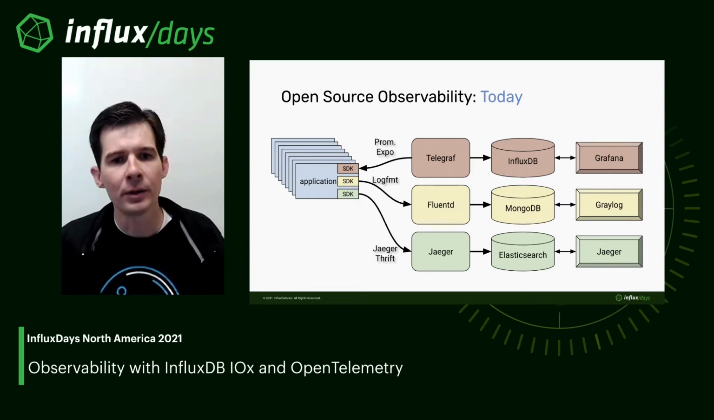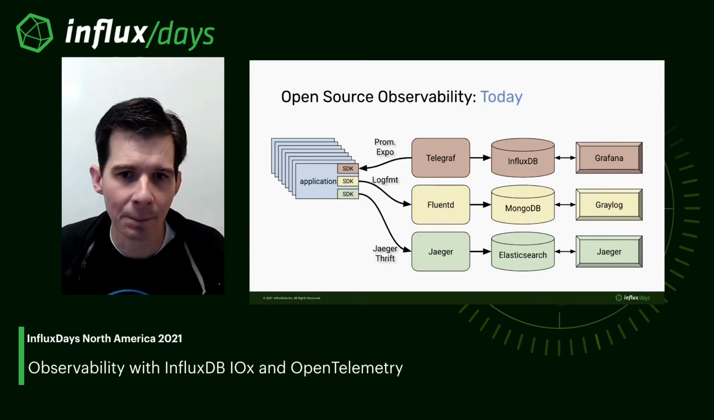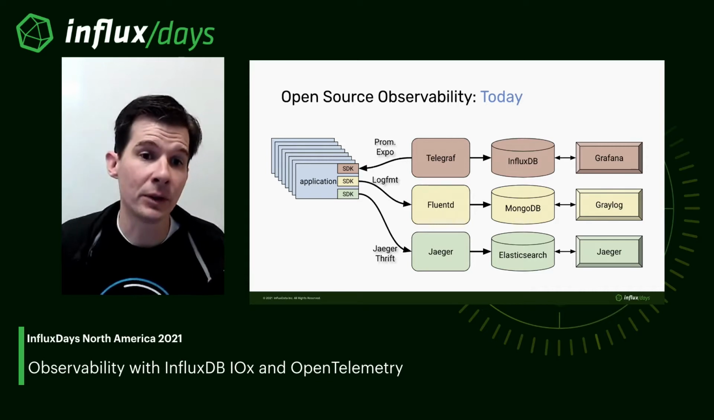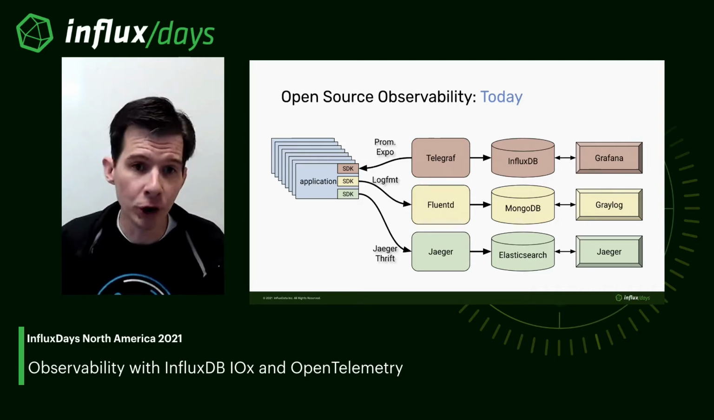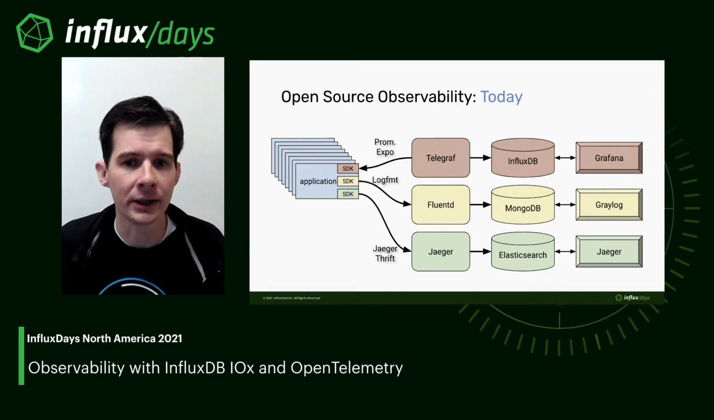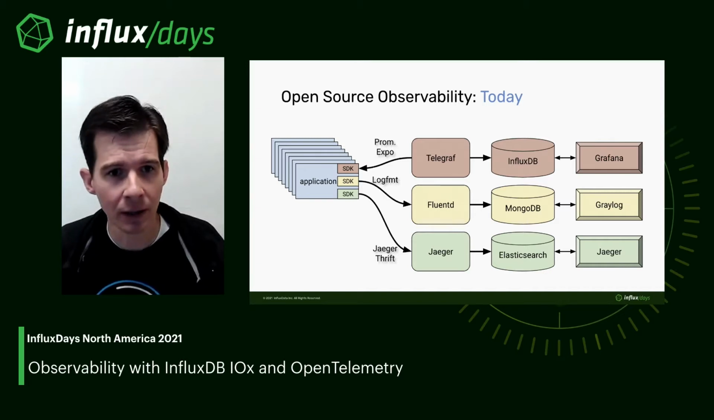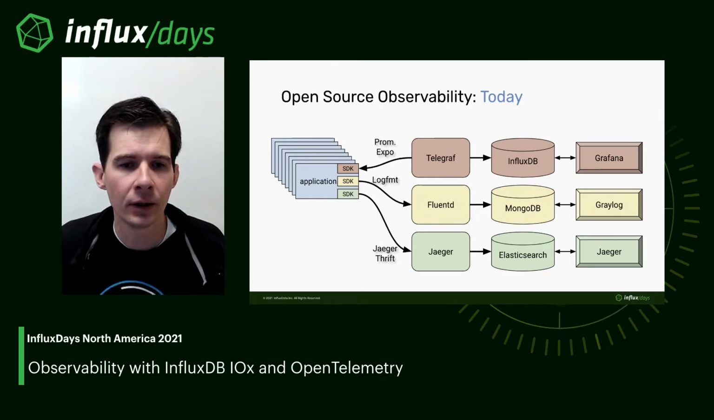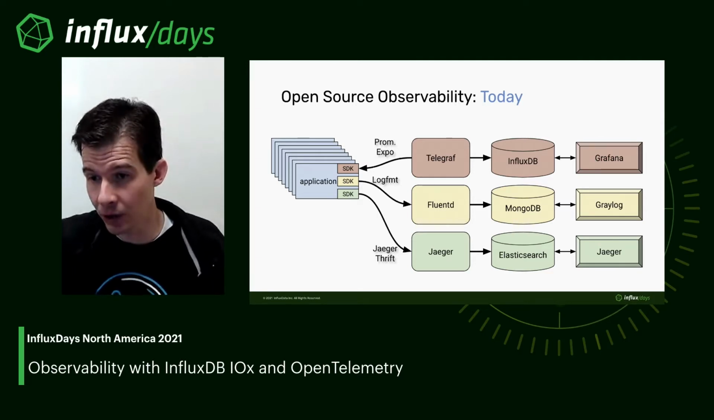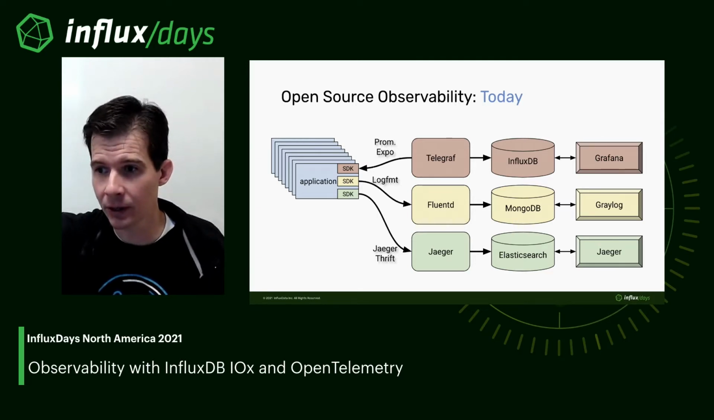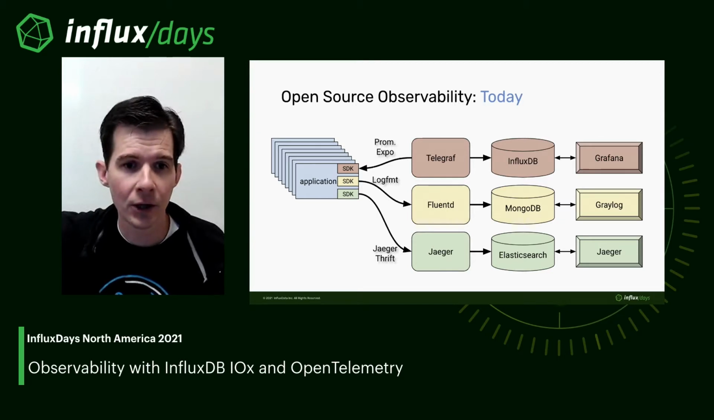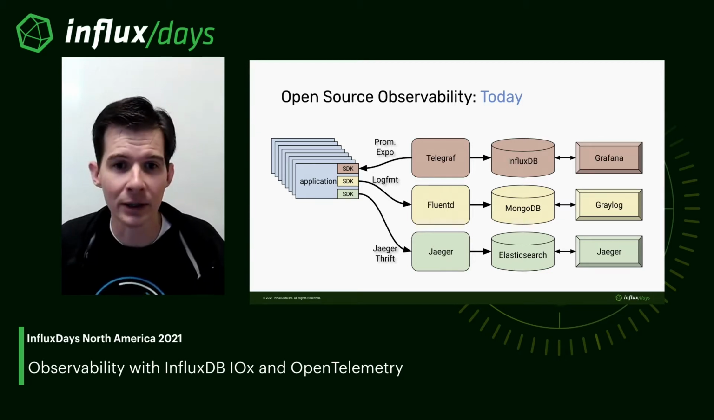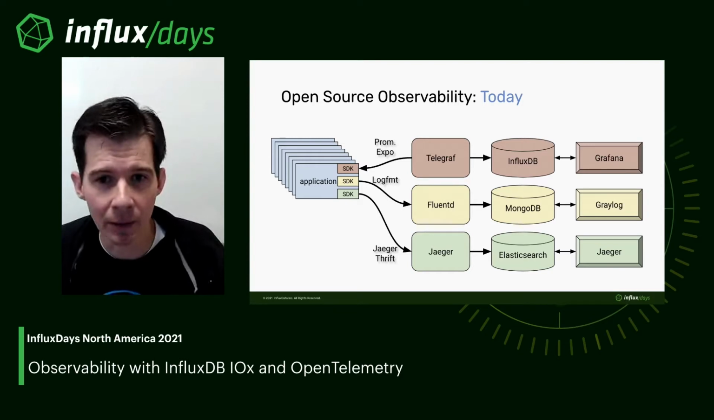Metrics are instrumented with a Prometheus SDK, collected in the Prometheus exposition format. They're pulled, not pushed, by an agent like Telegraf. They're stored in InfluxDB, queried and visualized with something like Grafana. Now, that's just metrics. That's the top row. That's red.